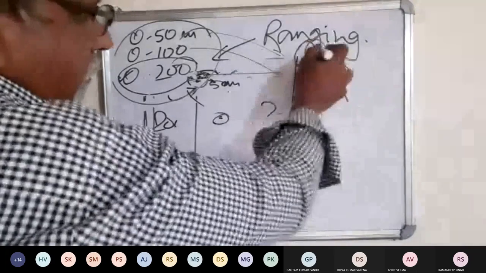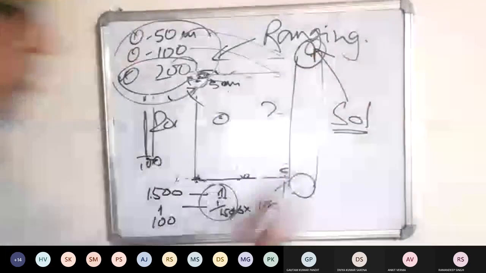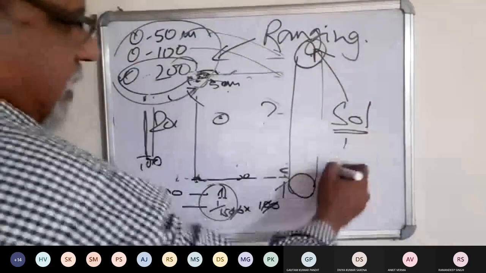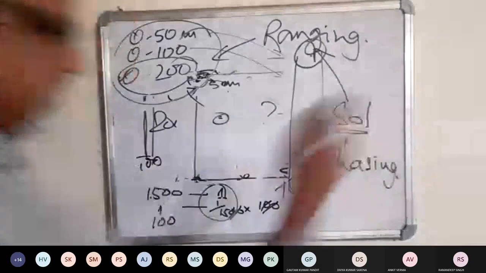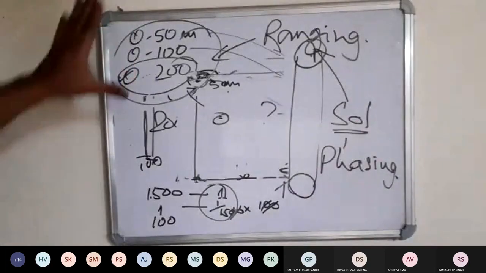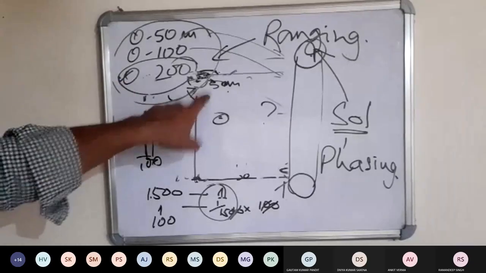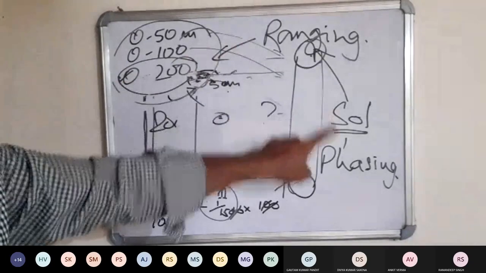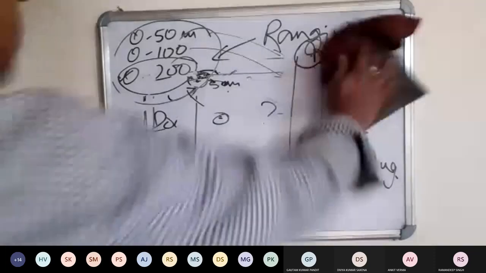So the problem of ranging is solved. The solution for this is something called phasing. For the ranging problem, for that we have a solution called phasing. Now what is phasing? What happens in phasing?